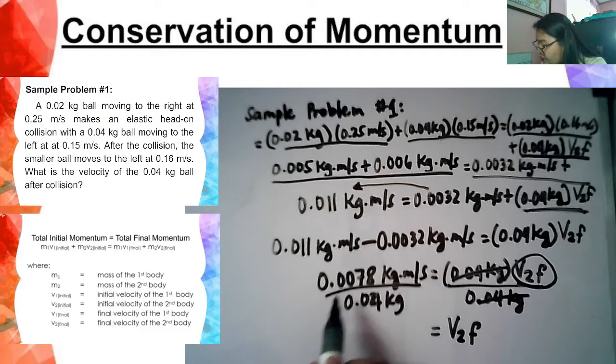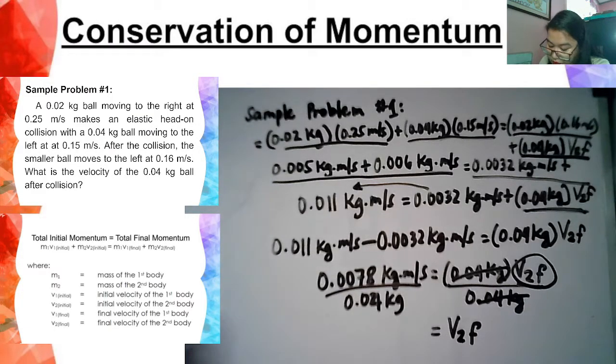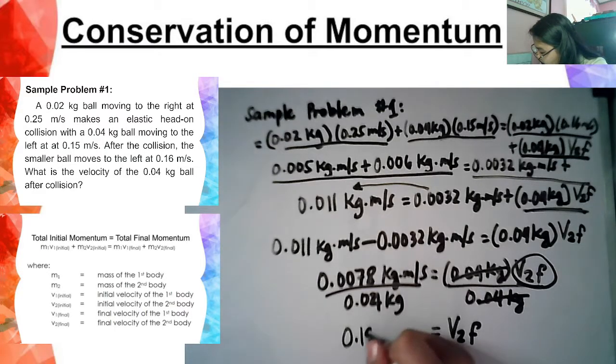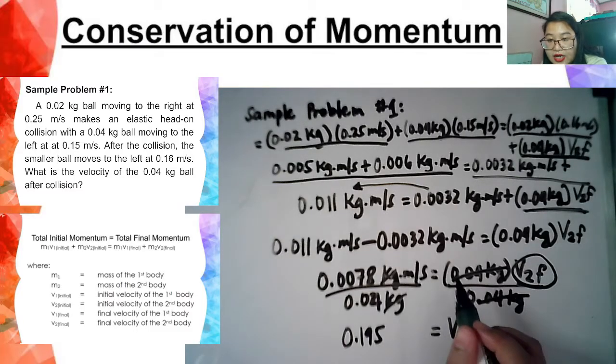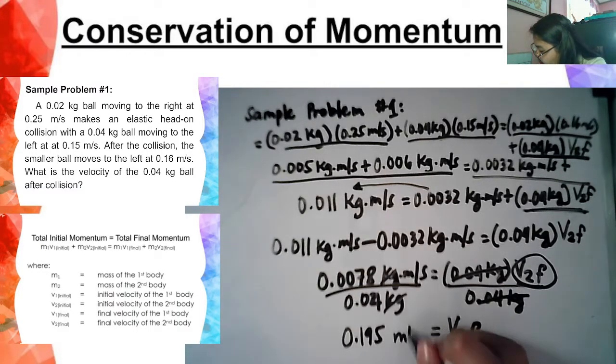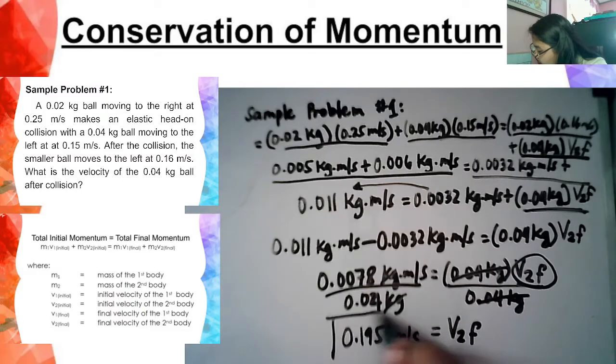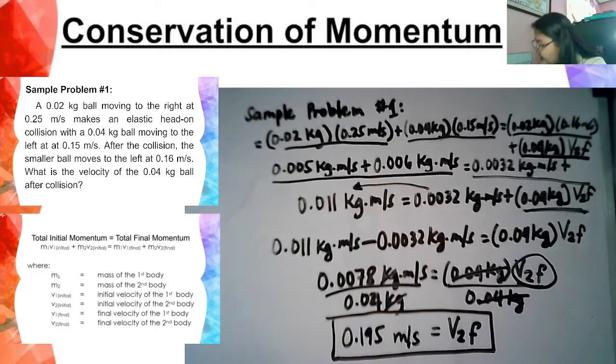So, ito na ngayon ang gagawin natin. Last step, you need to divide. So, we have 0.0078 divided by 0.04. So, you will get now 0.195. Cancel out yung kilogram. Ang matitira ngayon nating unit is meter per second. So, this is your final answer.